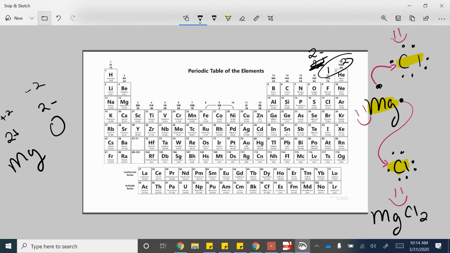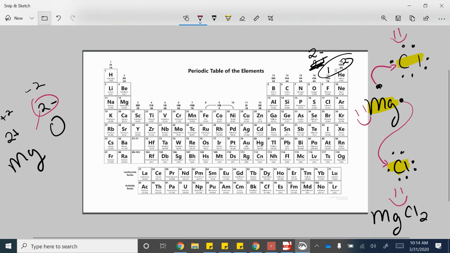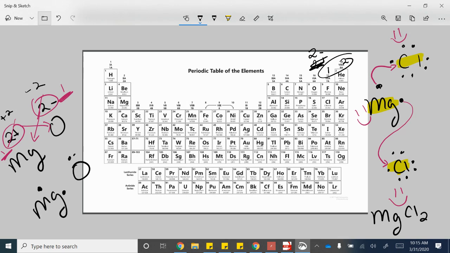So this is saying that for every 2 magnesiums, I need 2 oxygens. But because they're both even numbers, they can reduce down. So really, I just need 1 magnesium for 1 oxygen. And we can draw this out to make sense of it. So magnesium, again, we said has 2 valence electrons. Oxygen has 6 valence electrons.